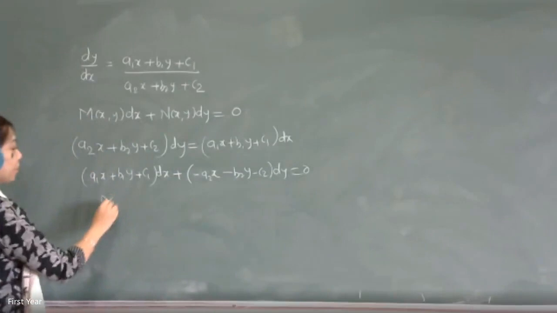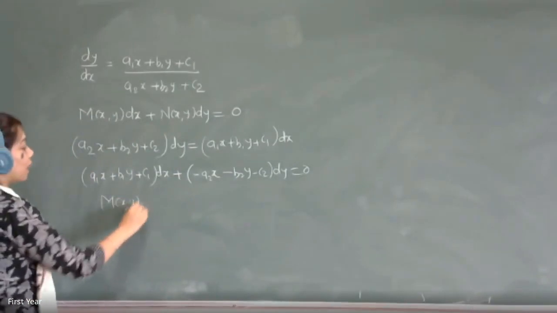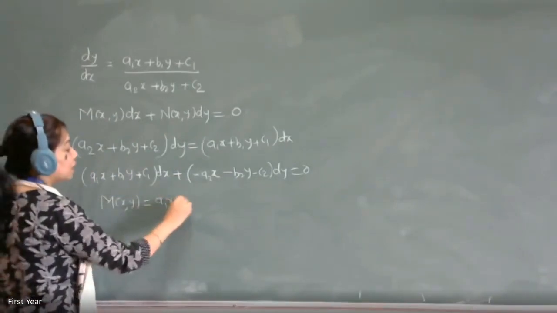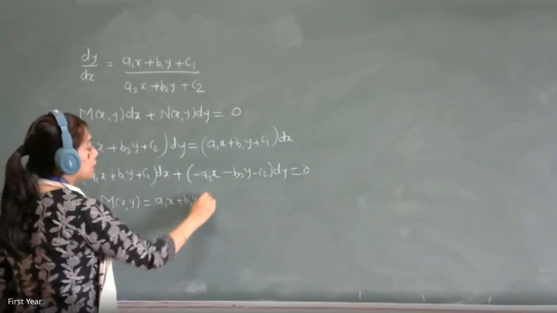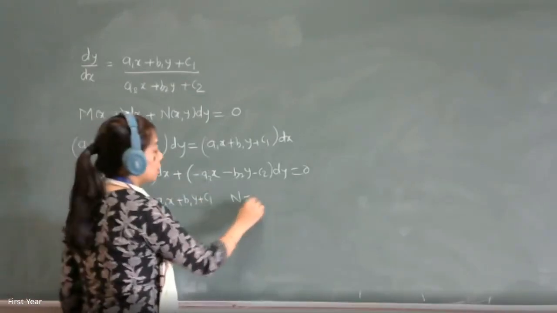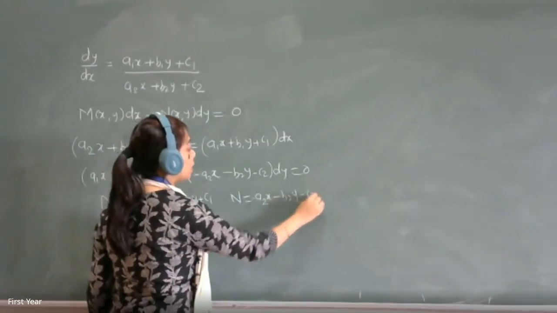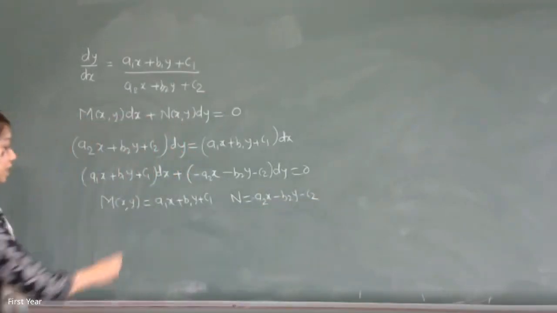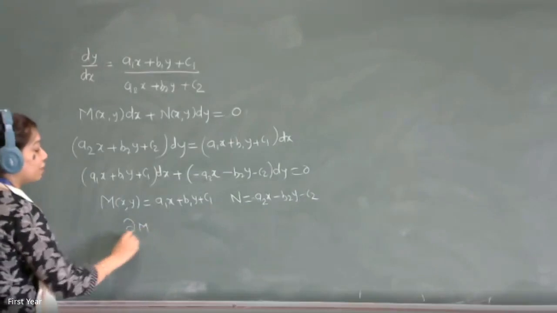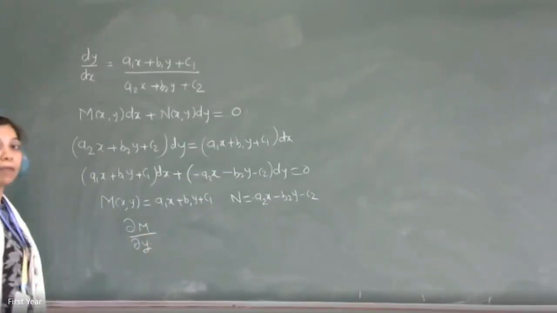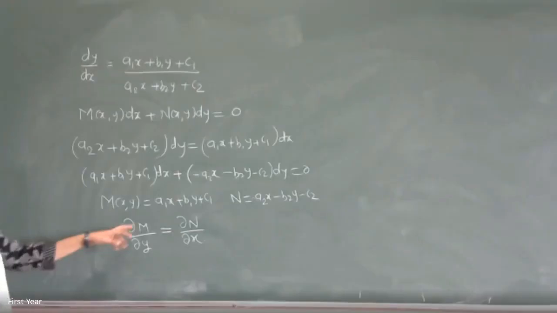So what is M? M of x comma y is equal to a1x plus b1y plus c1, and N is minus a2x minus b2y minus c2. Now what is the necessary condition for the differential equation to be exact? Say it along with me: delta M by delta y is equal to delta N by delta x.